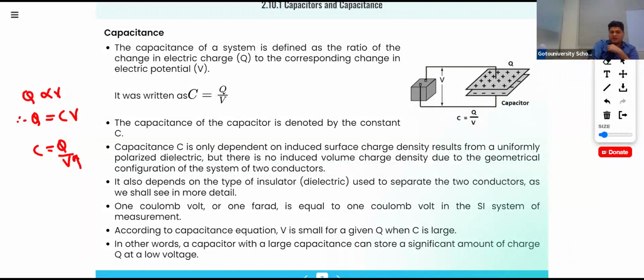If you are thinking that increasing V will decrease C, you are wrong. See, if you are increasing V, the charge will also be directly proportional. So our ratio will get balanced. C is constant. C will have no impact. C will only depend upon the material. It depends upon the surface charge density, not on the voltage or charge. Okay, understood?